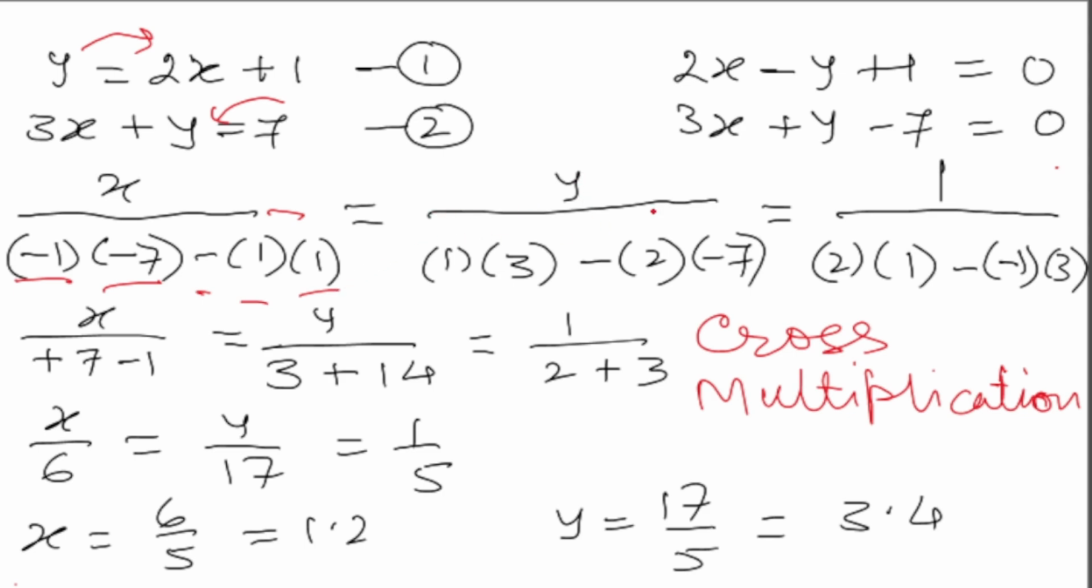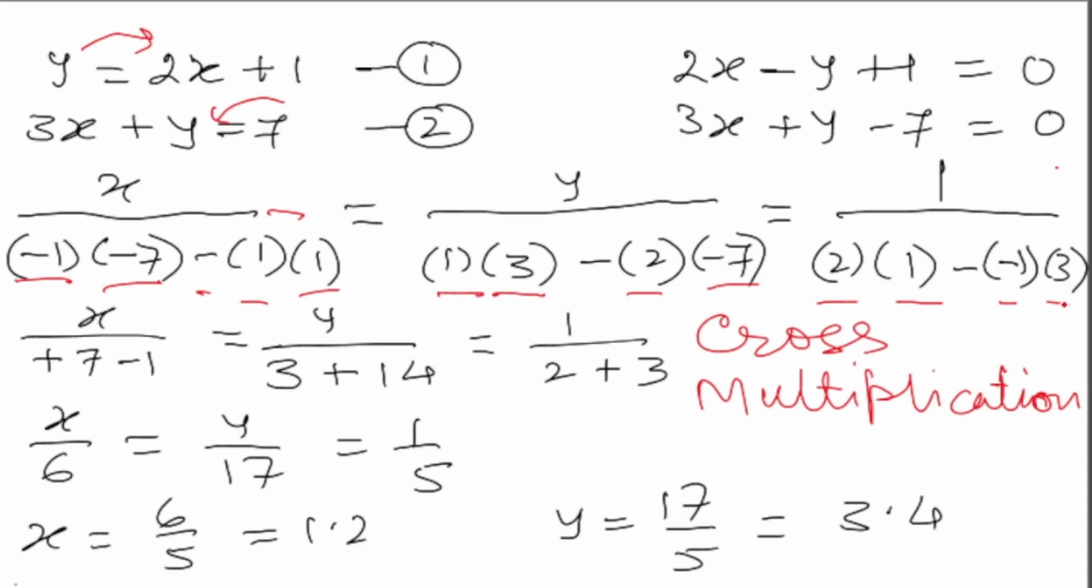Now, under y, we have to multiply the coefficient of x and the constant value. That means 2 into minus 7 and 1 into 3. So we start from the right hand side. First of all, we will take 1 into 3 and 2 into minus 7 is equal to 1 upon. Now we'll multiply the coefficients of x and y. So 2 into 1 and 3 into minus 1.